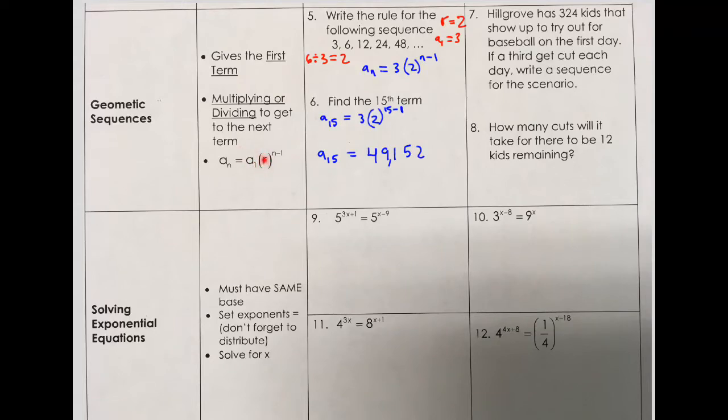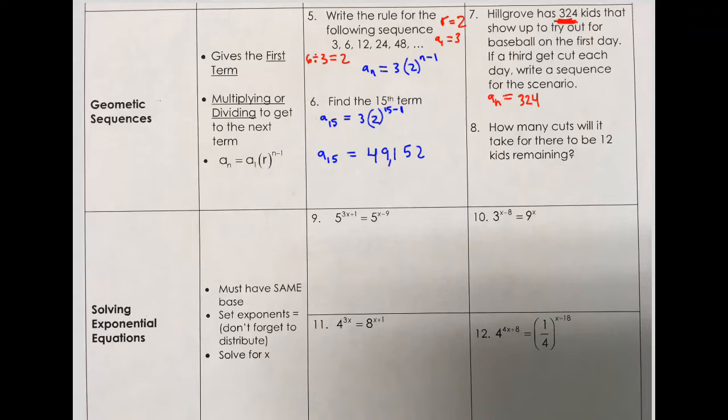Common ratio is the common thing that's changing consistently throughout our sequence. And then we know n is just the term that we're looking for. So let's read. Hillgrove has 324 kids that show up to try out for baseball on the first day. Okay, well, how many kids showed up? 324. So clearly 324 kids is our starting value. Okay, and so we know based on our formula that A sub n is equal to the first term, or the starting value, which is 324.